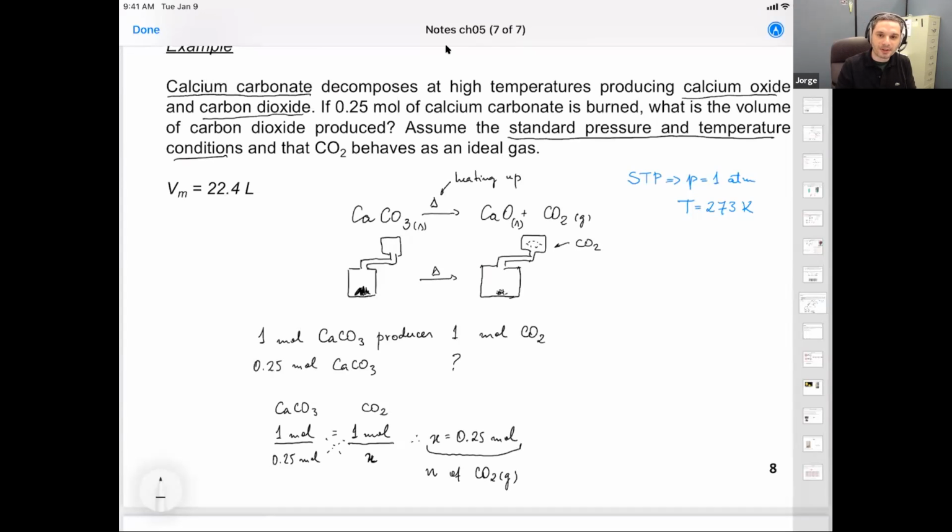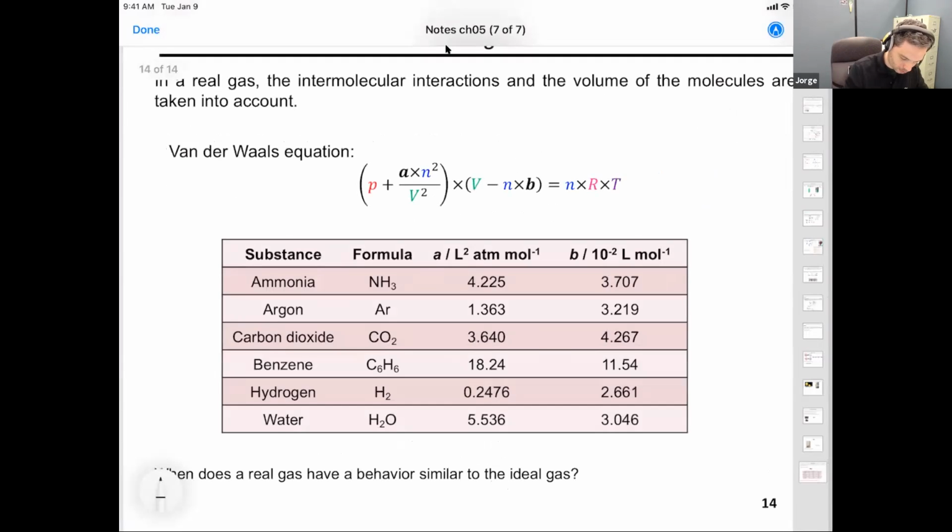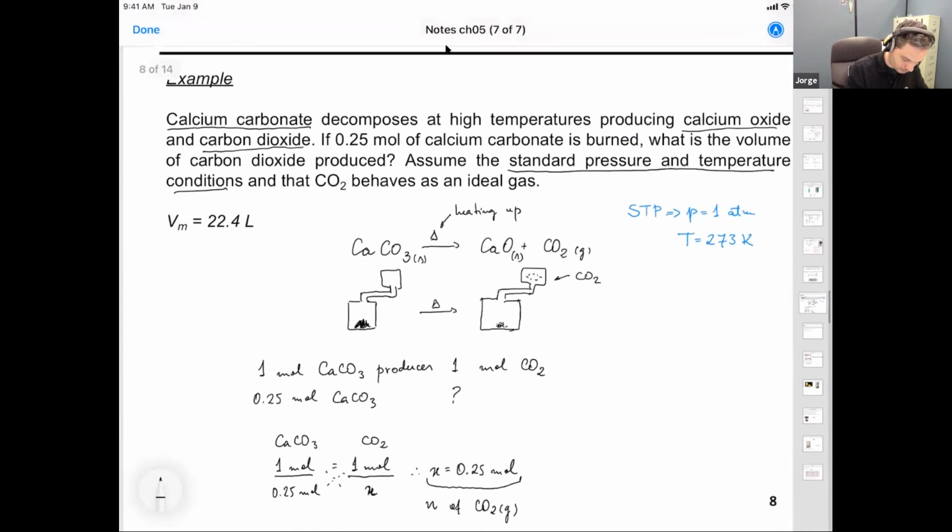The question is asking us what is the volume of 0.25 mole of CO2 if we have pressure of 1 atmosphere and temperature of 273 Kelvin. So I'm going to solve that using the ideal gas equation. Let me move here to the other side. Pressure times volume equals to N times R times T. So that's one way to solve the problem.